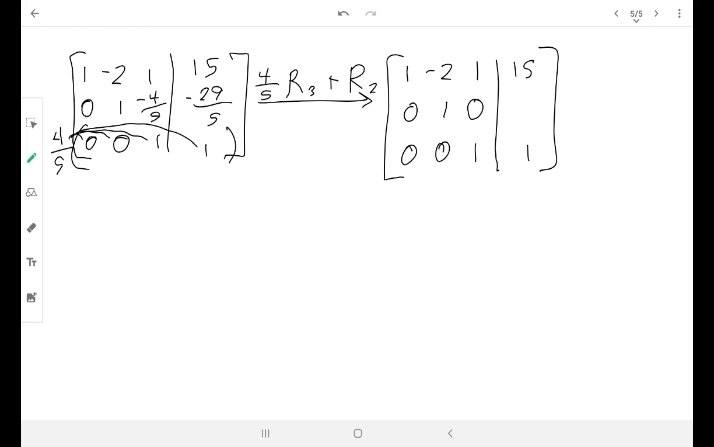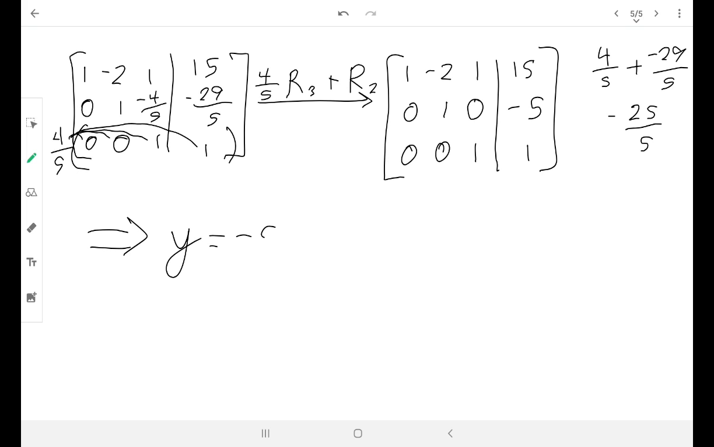So let me do this as some side work here. 4/5 plus negative 29/5, which is negative 25/5, which is negative 5. Okay? So now I know another piece to this. Now I know that y equals negative 5.